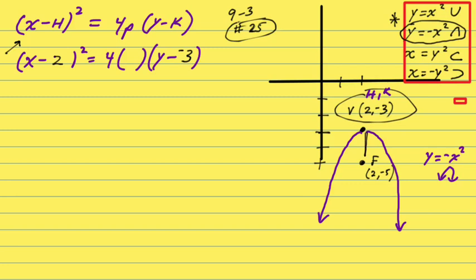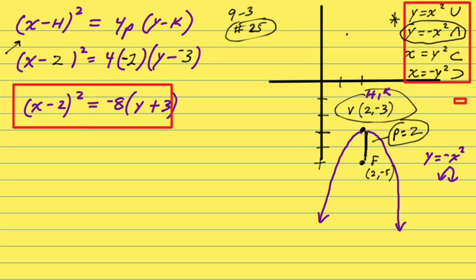What is the focal length here? What is that length p going to be? From negative 3 to negative 5 is a length of 2. So the p is going to be a 2, but because it opens downward, it's negative. So my final answer for this is going to be (x minus 2) quantity squared equals negative 8 times the quantity (y plus 3).